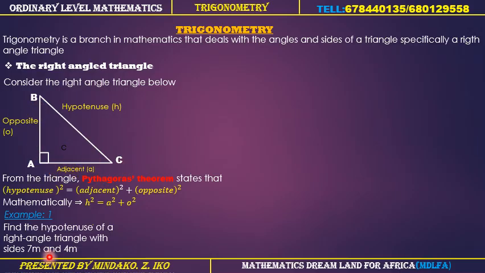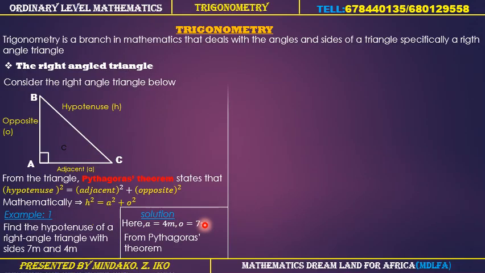Now the question has given us the sides 7 meters and 4 meters. You can actually specify from the Pythagoras theorem that 7 can be a, or 7 can be o, or 4 can be a, or 4 can be o. It depends on you, since there's no angle given. So we are going to look at the solution. In this video, I decided to take my a to be 4 and o to be 7.